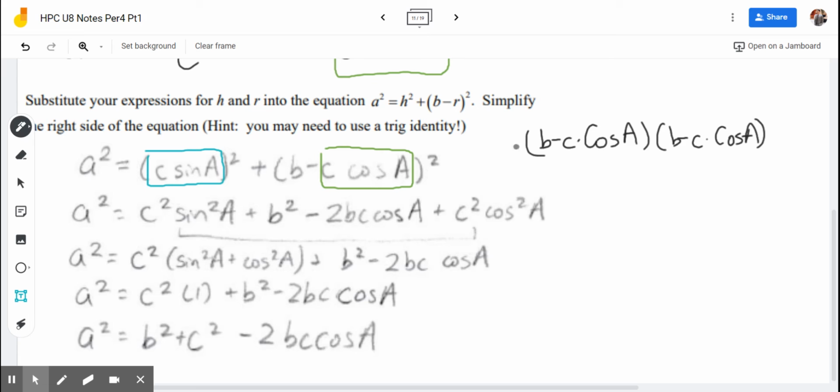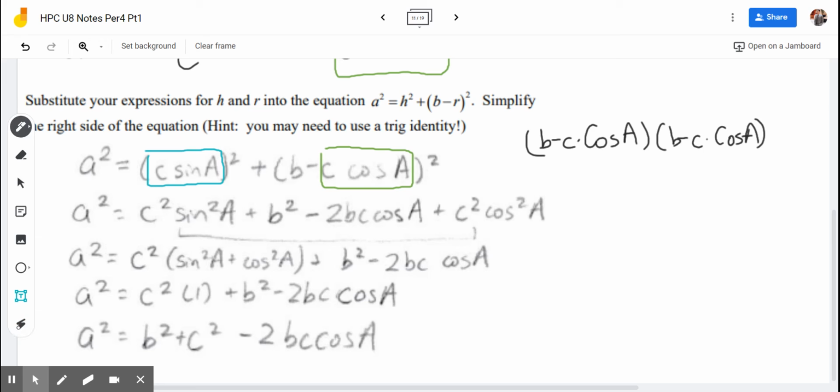So when you multiply b times b, you'll have b squared minus bc cos of a minus another bc cos of a, right? Because when you distribute this and then the outer and inner terms, you have minus 2bc cos of a. And then the negative c cos a times negative c cos a gives us positive c squared, and then cos times cos is cos squared a. Okay.